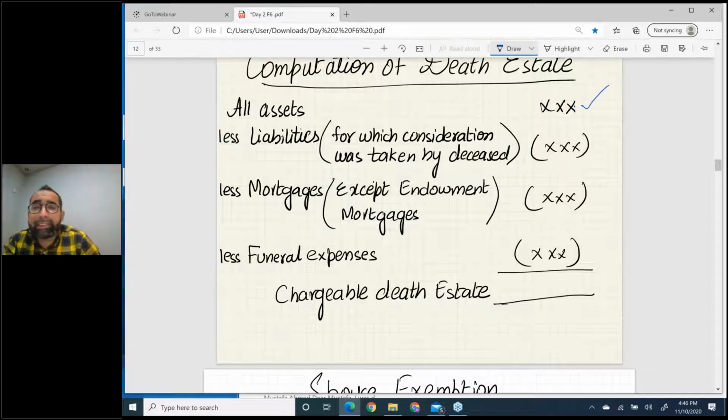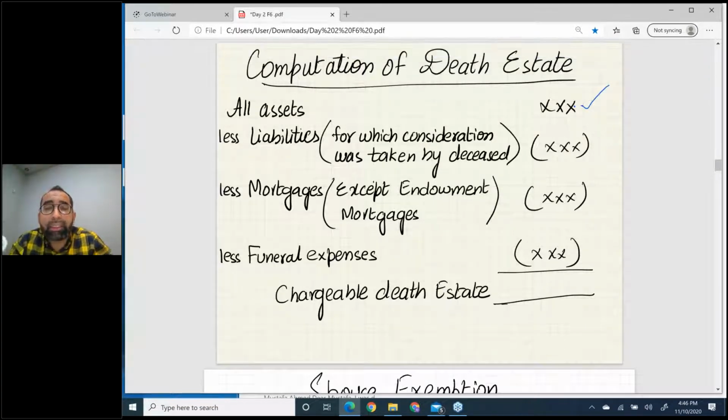Okay. So what we do, you just add all assets. All assets include individual savings account, gilts. There are some assets which are exempt for CGT, but they are not exempt for IHT. All assets, just add all assets. Okay, less liabilities.